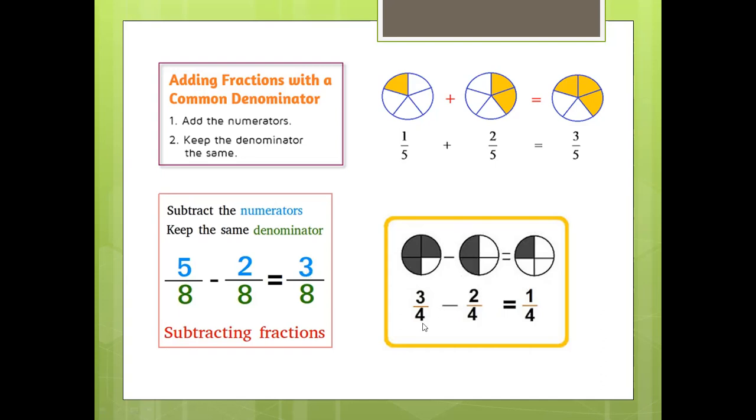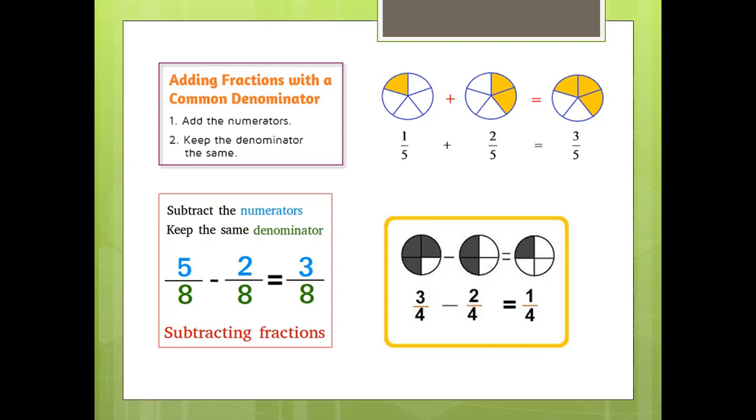Another example that we have is 3 over 4 and 2 over 4. If we are going to subtract it, 3 over 4 minus 2 over 4, again we keep the same denominator and just subtract the numerators. So 3 minus 2 is equal to 1. This would be our answer, 1 over 4. So that is our operation of fraction when it comes to adding and subtracting fractions. Once again, if the denominators are the same, then it's pretty easy. Just add or subtract the numerators and write the result over the same denominator.